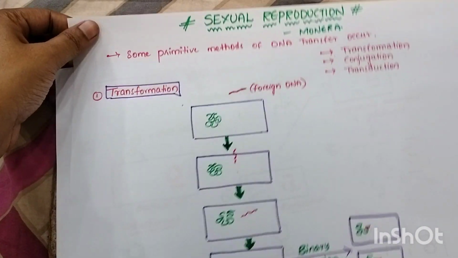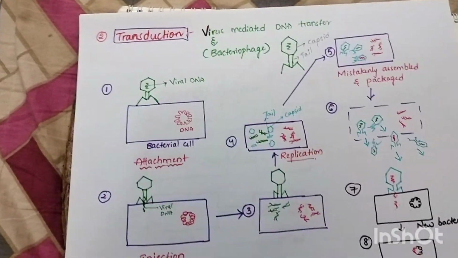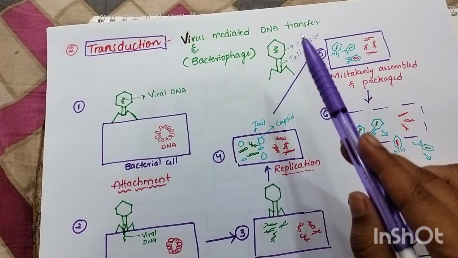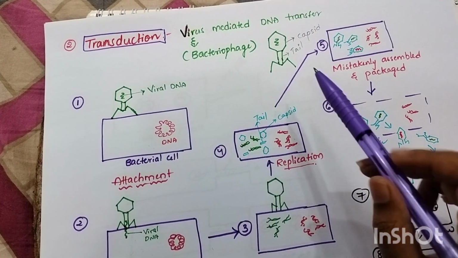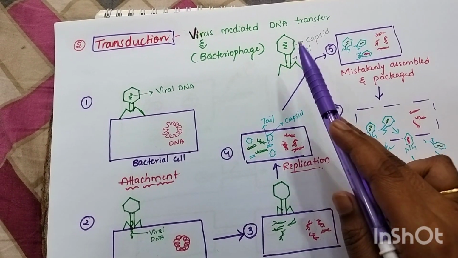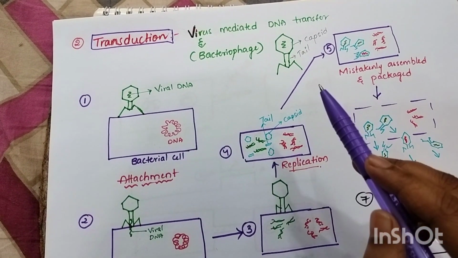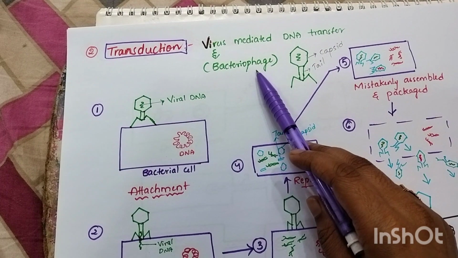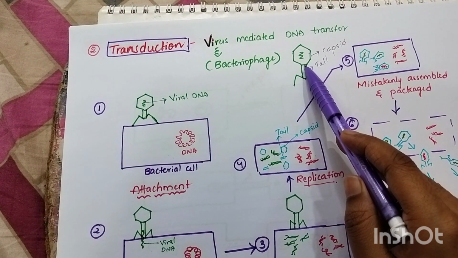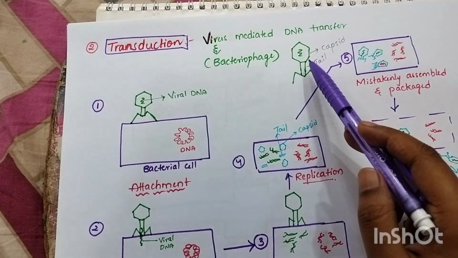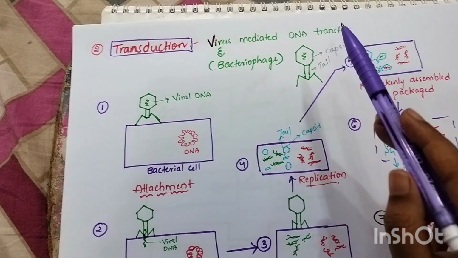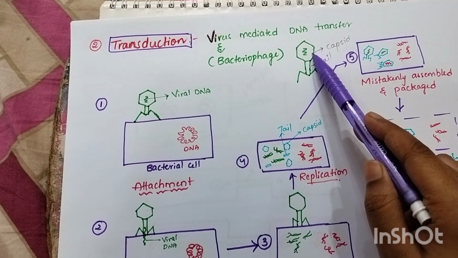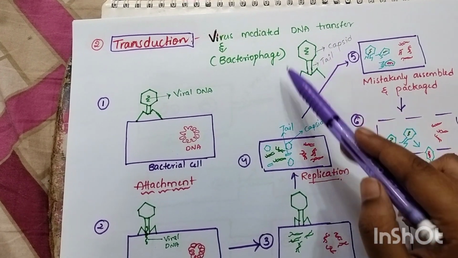The next type of sexual reproduction in the case of bacteria is transduction. In transduction, virus mediated DNA transfer occurs. That means there is a virus which transfers one bacterial cell's DNA into another bacterial cell. This type of virus is called a bacteriophage because this virus attacks bacteria. If you see the structure, it has a viral DNA inside its head. It is a capsid and this is the tail part. So this is the structure.